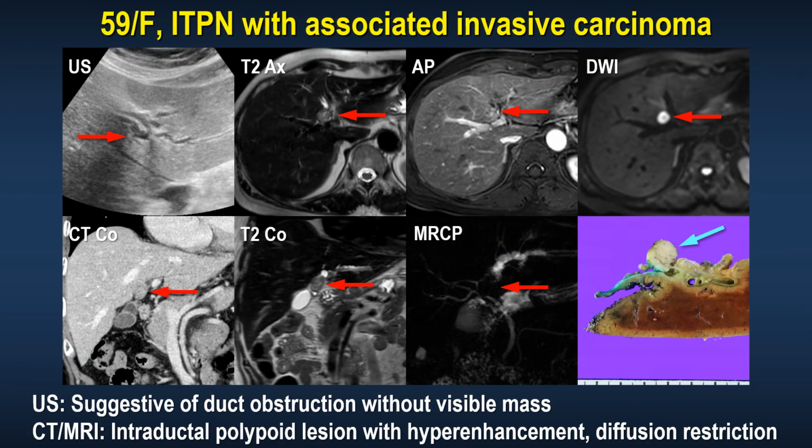This is a case diagnosed in a 59-year-old woman as ITPN with focally invasive carcinoma. Left IHD showed mild dilation on ultrasound. An obstructive lesion was suspected, but mass was not clearly visible. On CT and MRI images, a polypoid lesion showing mild enhancement is impacted in the left IHD. It was accompanied by mild proximal duct dilation. An intraductal polypoid lesion is identified in the surgical specimen.